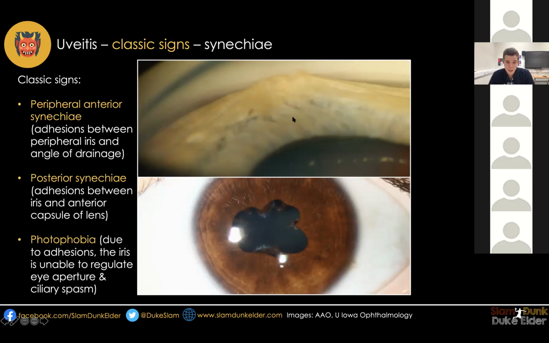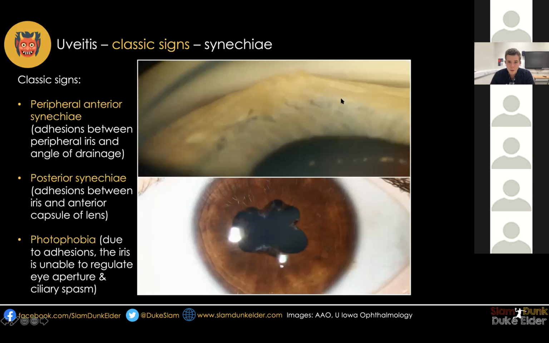Peripheral anterior synechiae are kind of what they say on the tin. They're best visualized with a gonioscope, okay? A gonioscope is a different type of lens that you pop on the eye, and you can see the angle of the eye much better. Using your slit lamp, you can see the angle, which is usually located around the limbus area here.